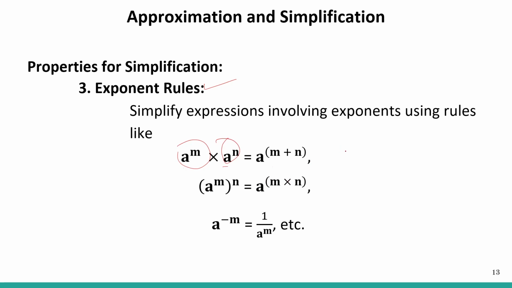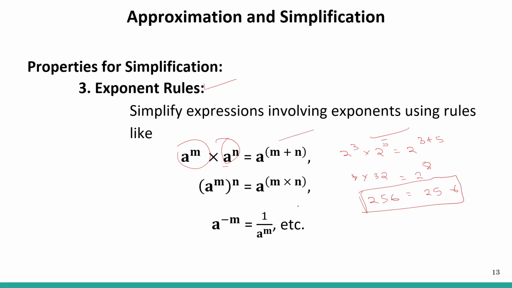Let's verify these with constant values. Take 2 power 3 into 2 power 5. This will be equal to 2 power 3 plus 5. Don't just agree that these are right; verify them using definite values. 2 power 3 is 8, and 2 power 5 is 32, so 8 into 32 is 256. And 2 power 8 is also 256. So by taking this example, we can verify the first case.